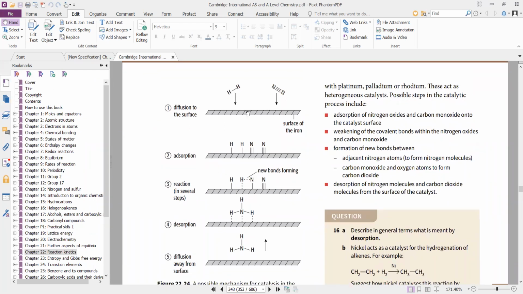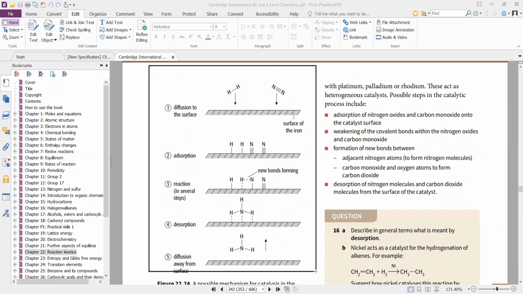You can copy this diagram as well. Nitrogen and hydrogen will diffuse to the surface of the catalyst. They will form new bonds with the surface of the catalyst. That is the adsorption. And then they react and then desorb.